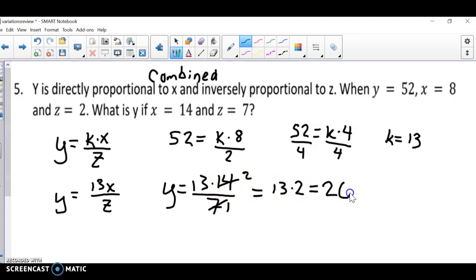So y equals 26. That's all we had to do, is set up our equation, find our k using the values it gives us first, and then solve for y using the new values.